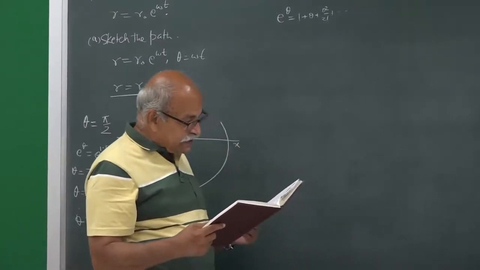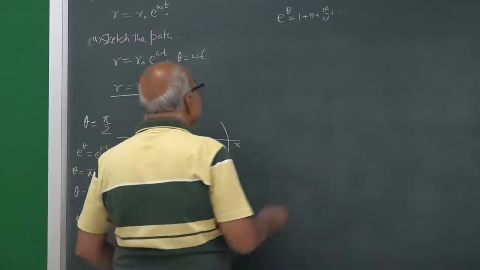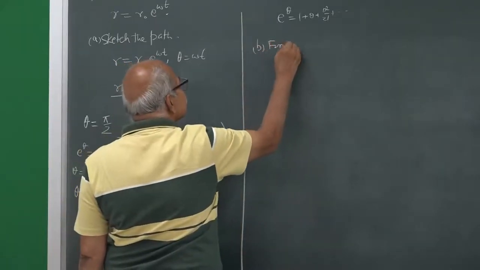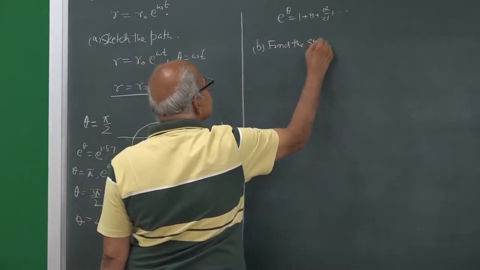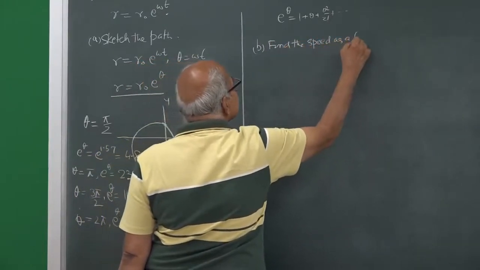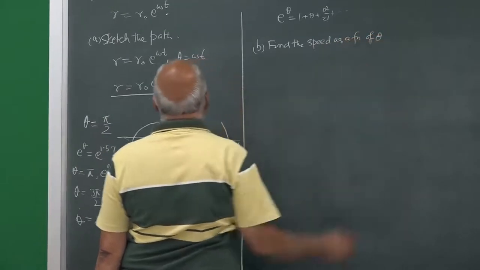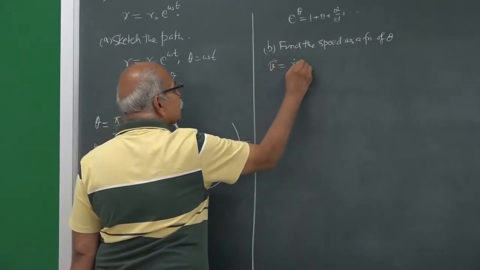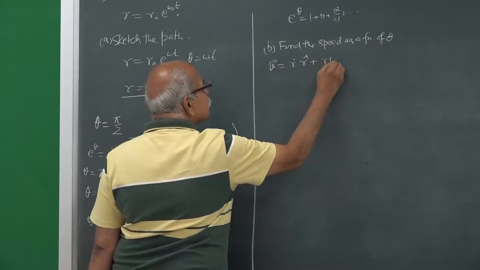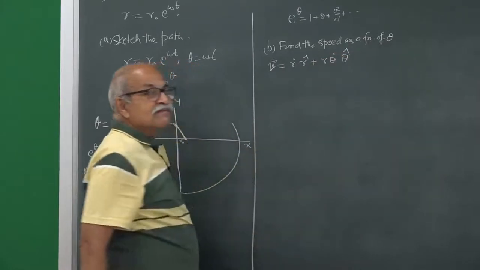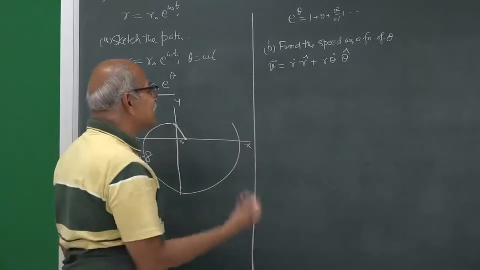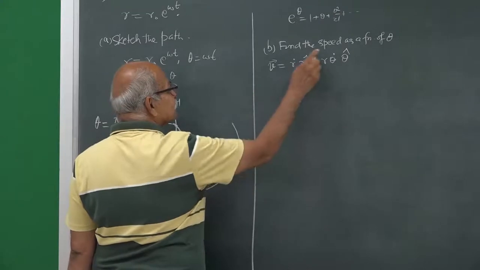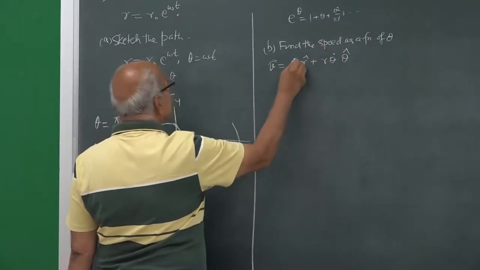Part B is find the speed as a function of theta. So write velocity. Velocity is r dot r cap plus r theta dot theta cap. Be tuned to it and write it quickly. This is velocity. And what do we need? Speed. So r dot.